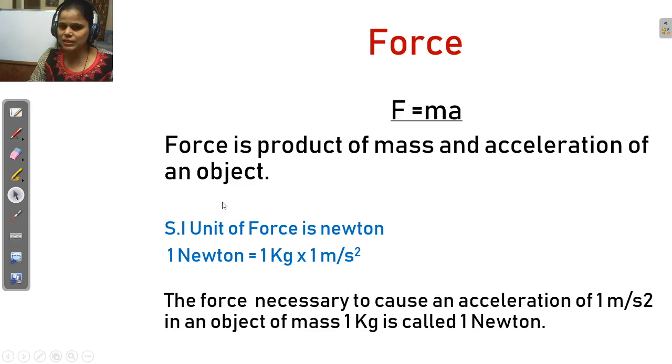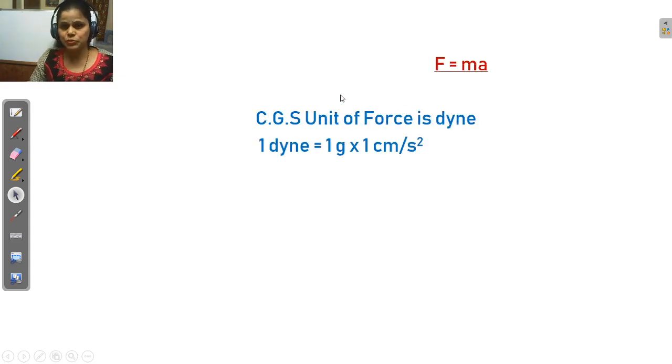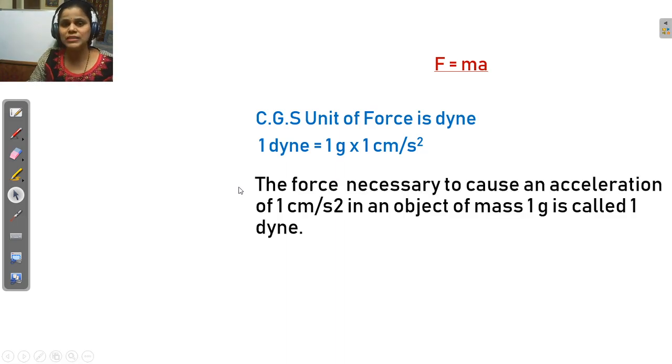It's clear? So next is the CGS unit of force. In the CGS unit, mass is measured in gram and acceleration is measured in centimeter per second square. So the CGS unit of force is gram into centimeter per second square, and 1 gram into 1 centimeter per second square is equal to 1 dyne. So what is 1 dyne? Same definition as 1 Newton. 1 dyne is the force that is necessary to cause an acceleration of 1 centimeter per second square in an object of mass 1 gram.